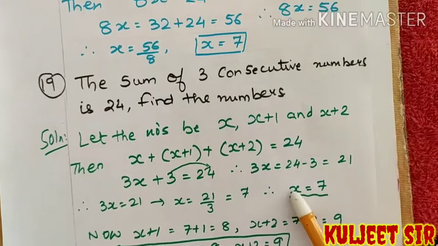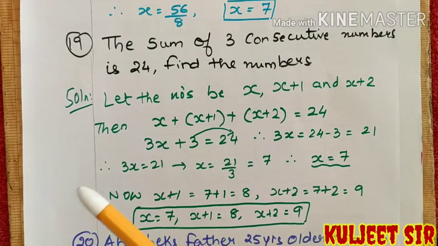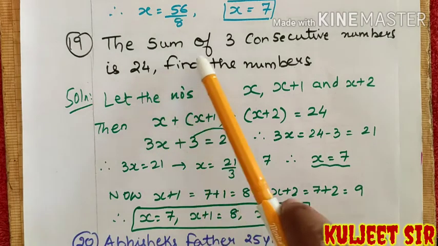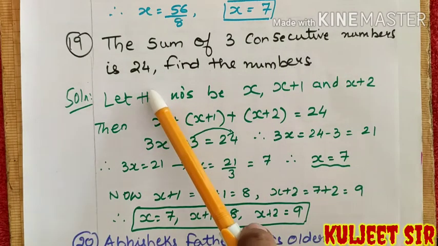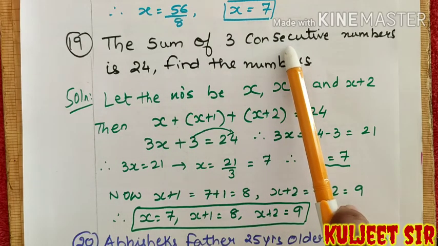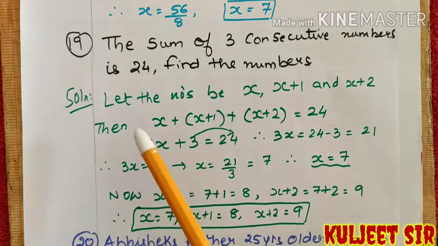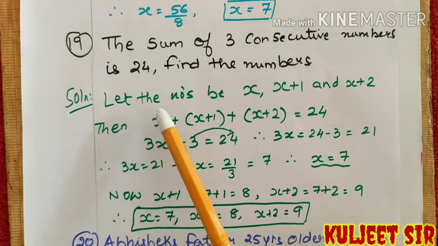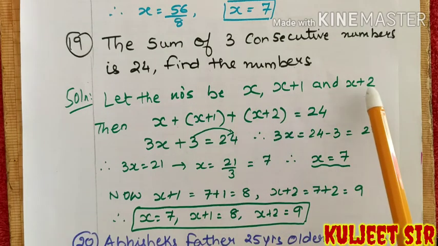Moving on to the 19th sum. The sum reads: the sum of 3 consecutive numbers is 24. Find the numbers. Consecutive numbers means the ones which are in sequential order. Again, we don't know the number. So always assume, let the numbers be x, x plus 1 and x plus 2, because you have to find 3 consecutive numbers.